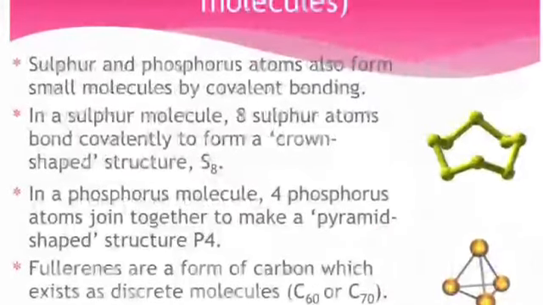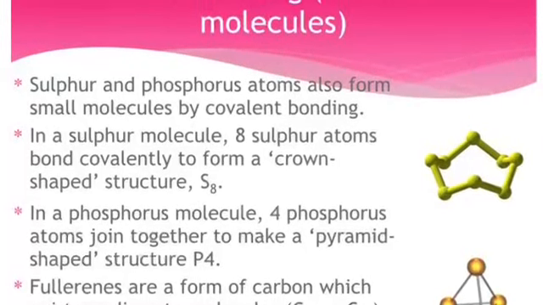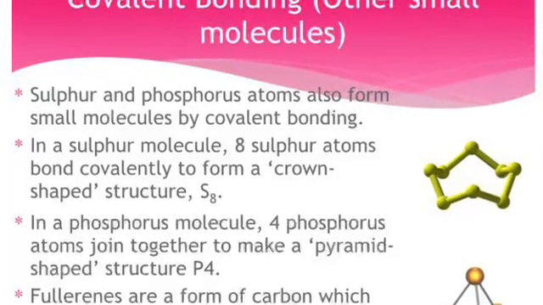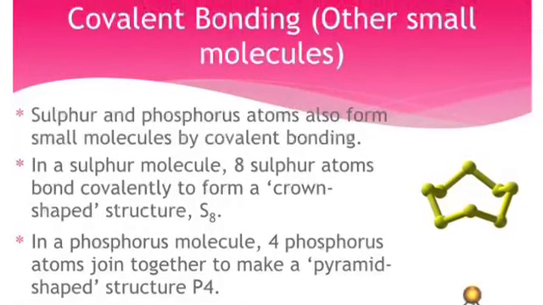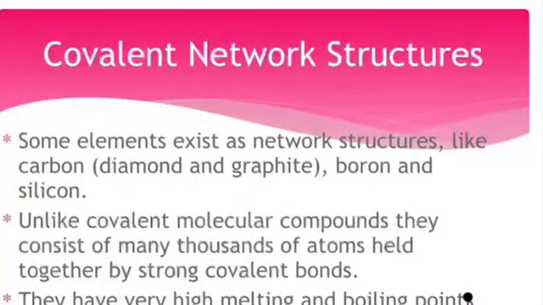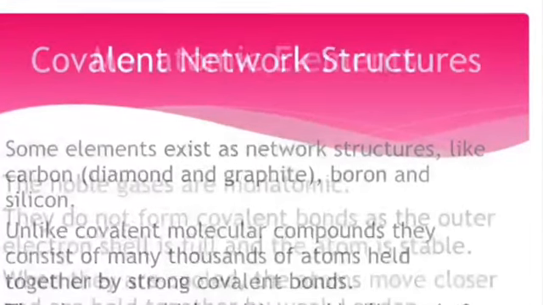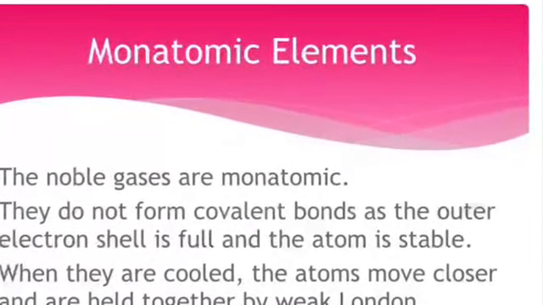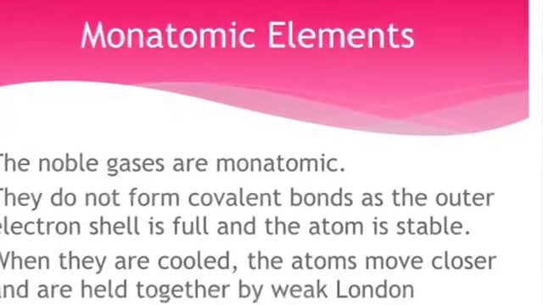Covalent bonding comes in two flavours. Small molecule, called covalent molecular, where these are things like sulfur and phosphorus, which are solids, and gaseous molecules, as well as covalent network. These are things like carbon, silicon, and boron, which effectively are one giant molecule. Group 0 or 8, whichever you want to call it, are monatomic, meaning single atoms. They don't react with anything.